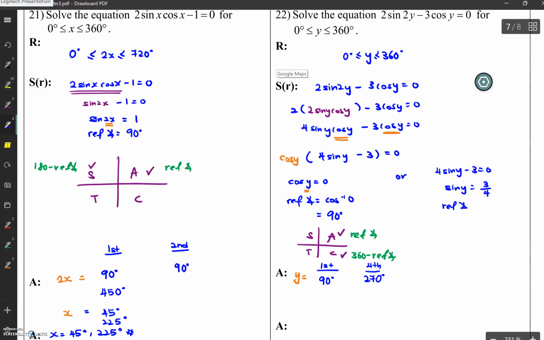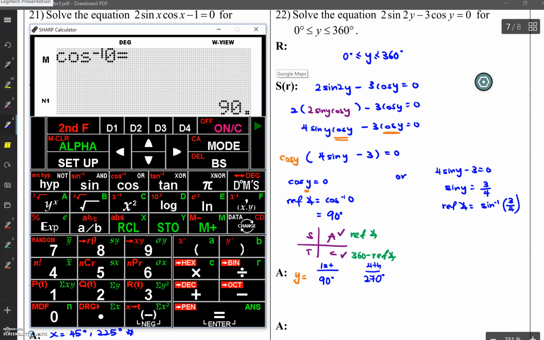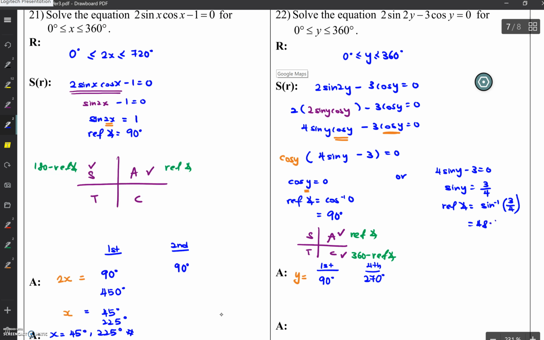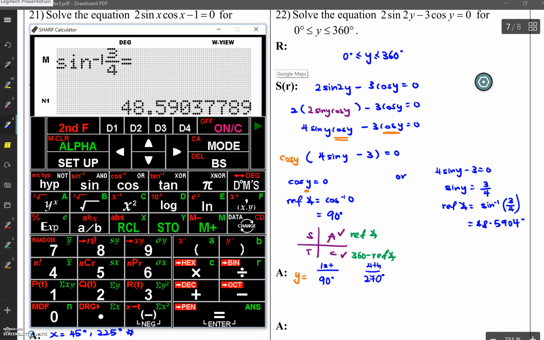Now, let's work with the equation on the right hand side. Similarly, we'll find the reference angle, which is just sine inverse of 3/4 here. So in our calculator, we just do sine inverse of 3/4. This time we will not get a nice number. 48.5904. Okay, is that true? 5904, yes. With this, do remember that because the number is quite ugly, I will have to use it many times. For this, I will just store it in my memory first.